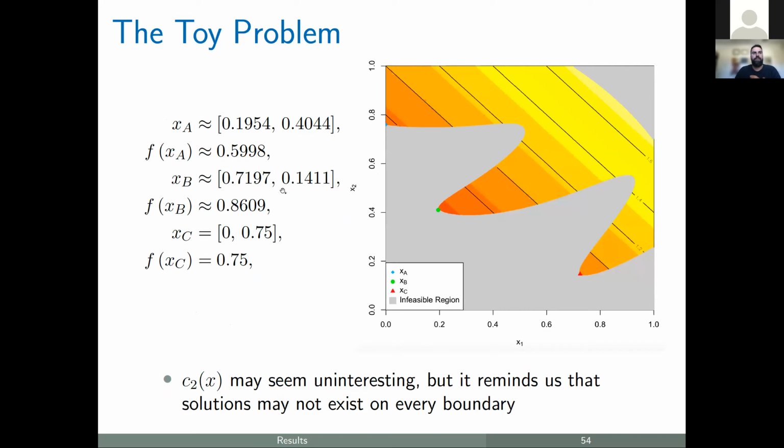Here's a picture to give you an idea of what that actual surface looks like. And so the colorful area is the region of the objective function that meets the constraint. The grayed out area is what I'm calling the infeasible region. So this is where the constraint would not be satisfied. And so the minimum value is this green circle here that falls along the edge of the constraint space.